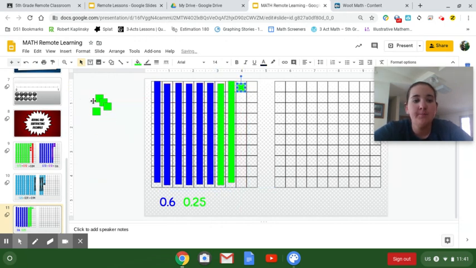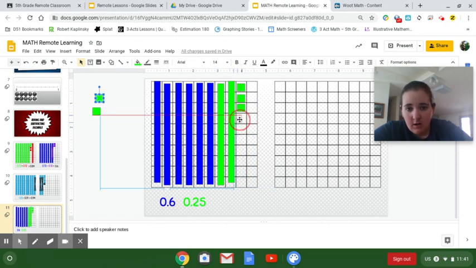So I've got 1, 2. It bothers me so much when they're not right in the middle. 3, 4, I'm getting good at this, and 5.